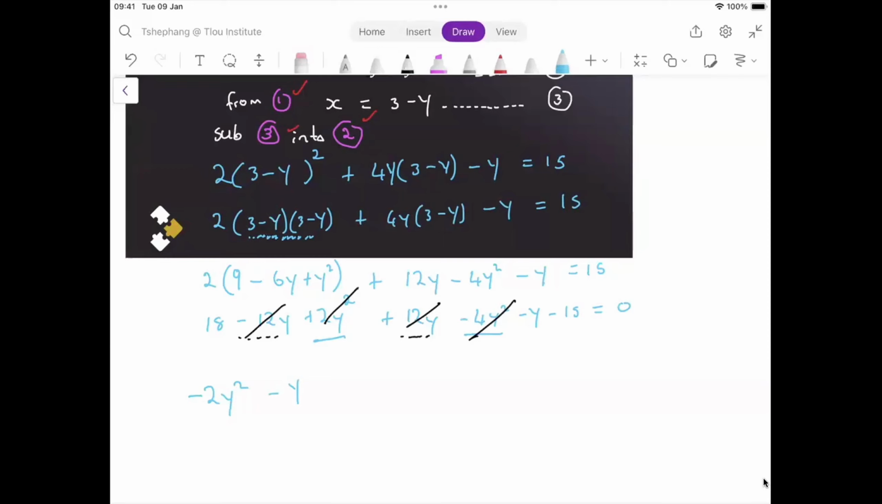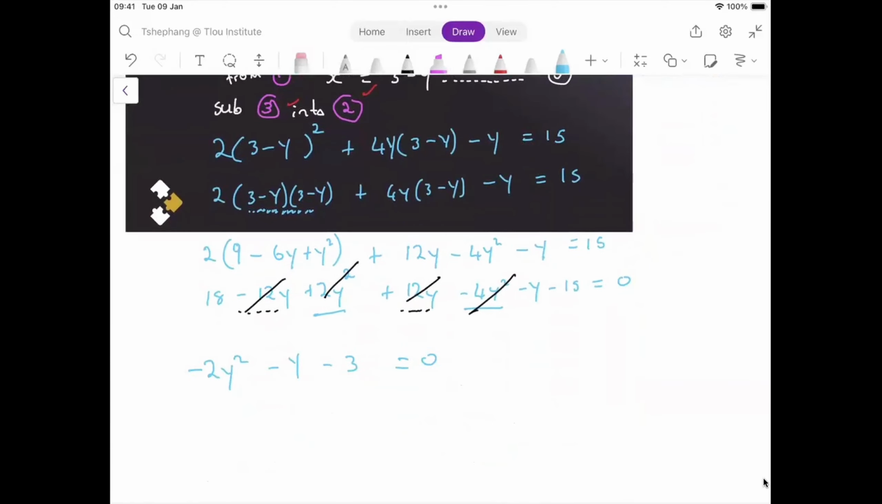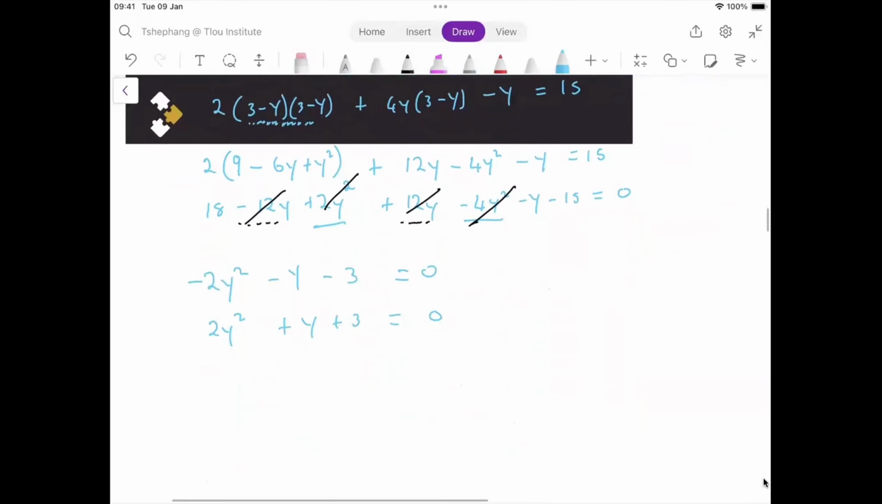And then lastly, we're going to have 18 minus 15, which is simply going to give us negative 3 is equal to 0. Okay, if you want to clean it up, you'll say this is 2y squared plus y plus 3 is equal to 0. Then we try to factorize. It's plus and plus, so we're going to have a plus here and another plus. 2y and a y.